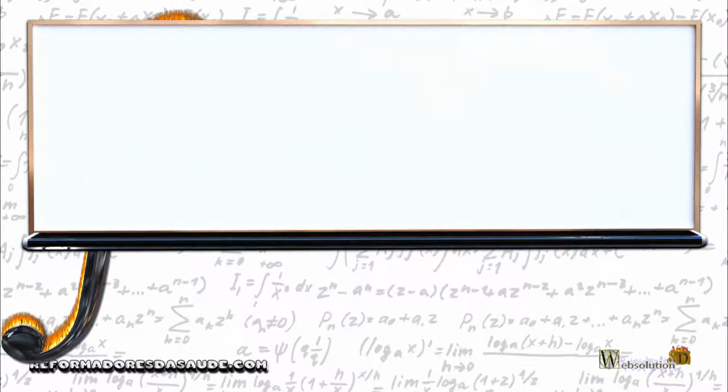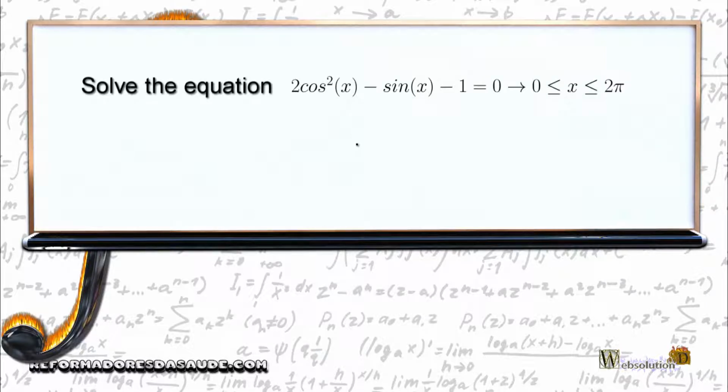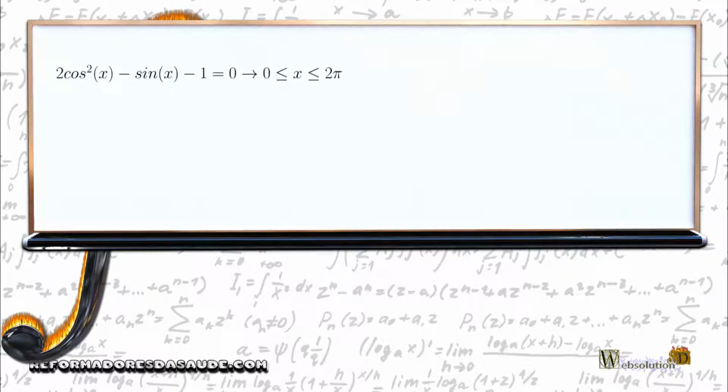Continuing in trigonometry, we have the following exercise: 2 cosine squared of x minus sine of x minus 1 equal to 0, in the range of 0 less than x less than 2 pi. Now, we have cosine and sine in the equation. The ideal way to solve it easily is to change the cosine to sine to have sine in the whole equation.